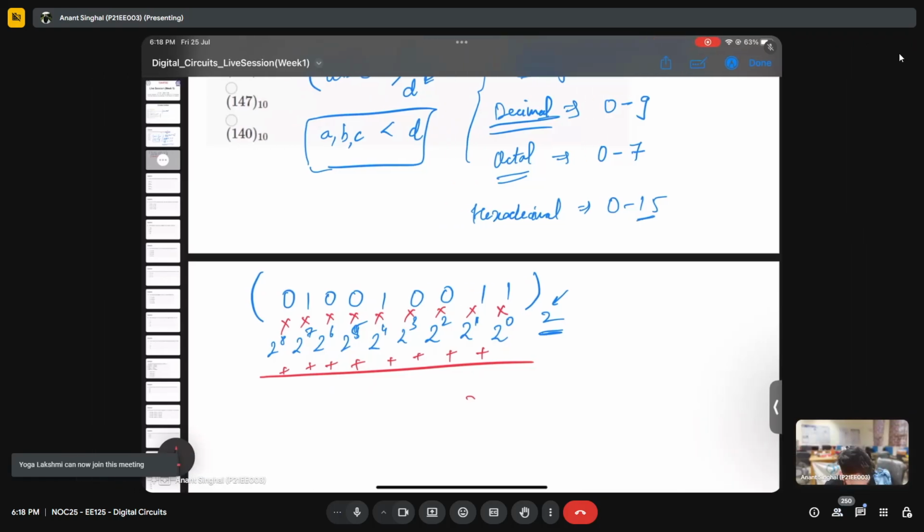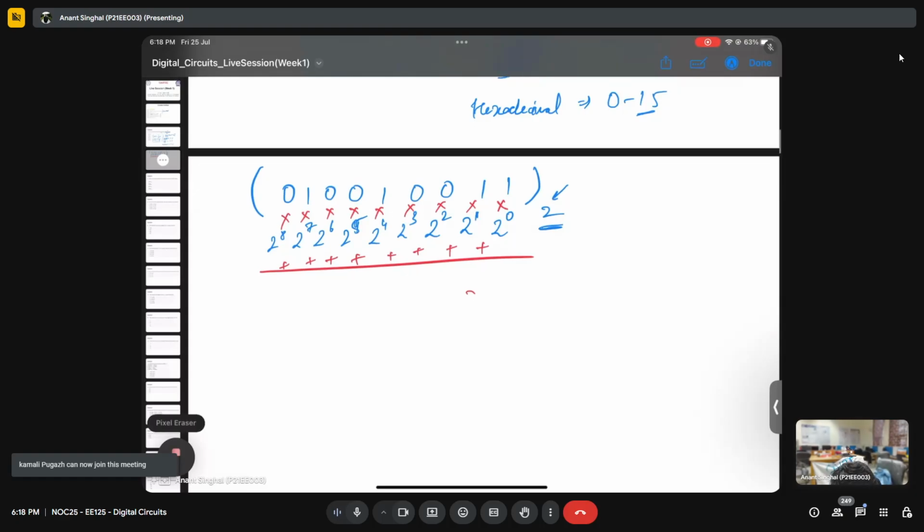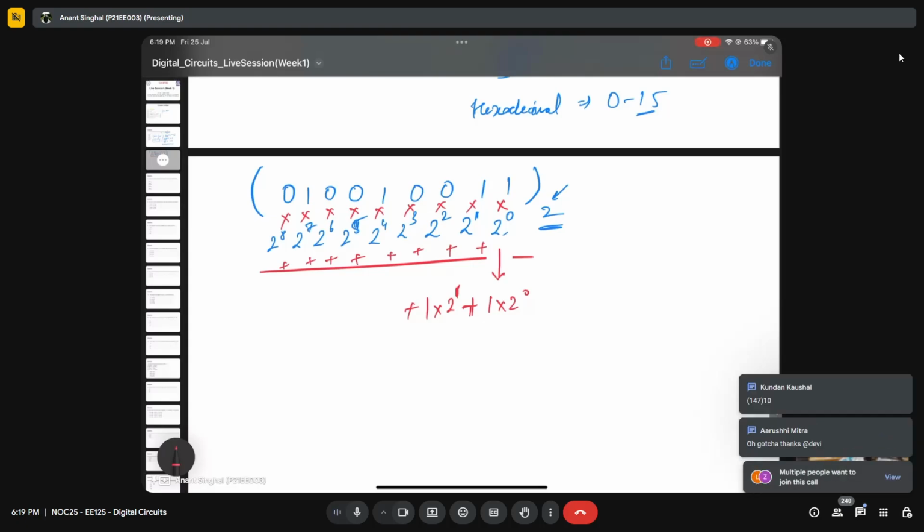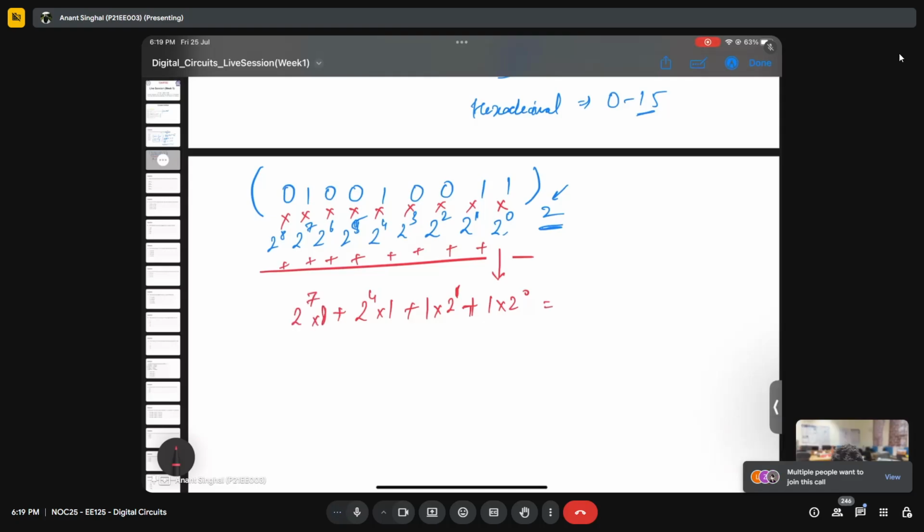So if you try to do that, the first digit will be nothing but 1 times 2 raised to power 0. The second digit will be 1 times 2 raised to power 1, and we'll add them subsequently. Then these are 0, so 0 multiplied by anything will always give you 0. Then we have 2 raised to power 4 times 1, and the final one is 2 raised to power 7 times 1. So 2 raised to power 7 is, if I'm not wrong, 128. Then 2 raised to power 4 is 16. Then we have 2, and then we have 1. So if you add this, 14 and 3 is 17, then 4, 7.